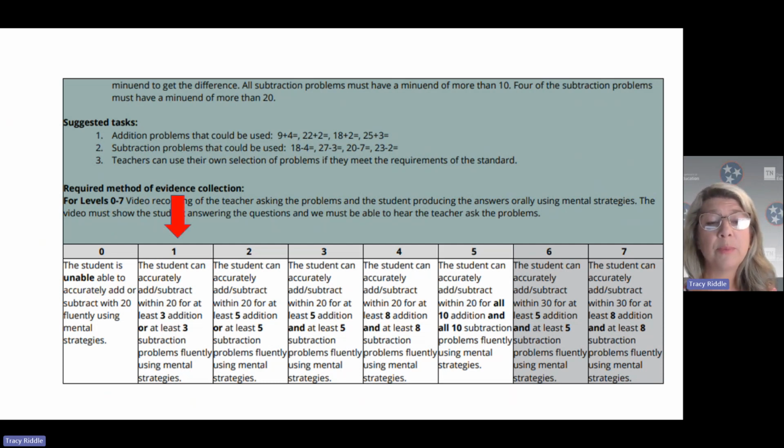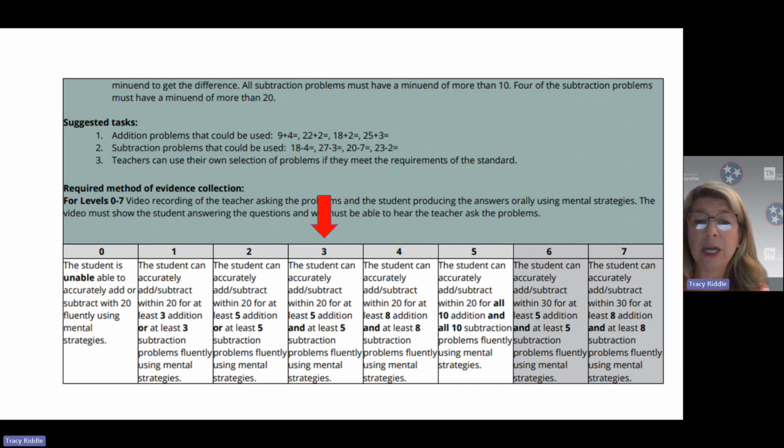When you've asked those addition and subtraction problems within 20, and at least 3 of the addition problems were answered correctly, that is a score of a level 1. Or if at least 3 of the subtraction problems were answered correctly, that is the score of a level 1. Notice the word or. At level 2, the student was able to answer at least 5 of the addition problems or at least 5 of the subtraction problems correctly. That is the score of a level 2.